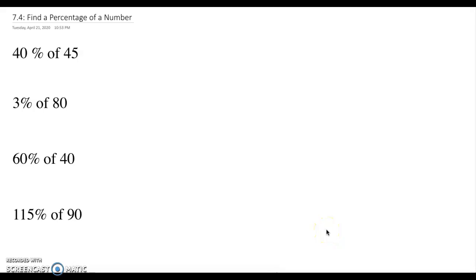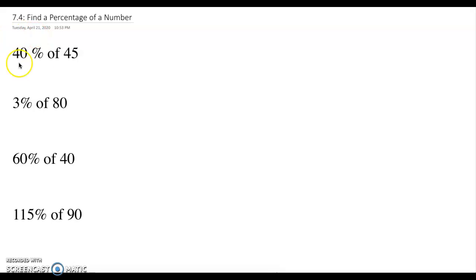Today we're going to go over the concept of finding a percentage of a number. I have four examples here that we're going to work through. You're going to use two different methods. One method is called the percent formula, and the other method is percent proportion. The first two we're going to use the percent formula.